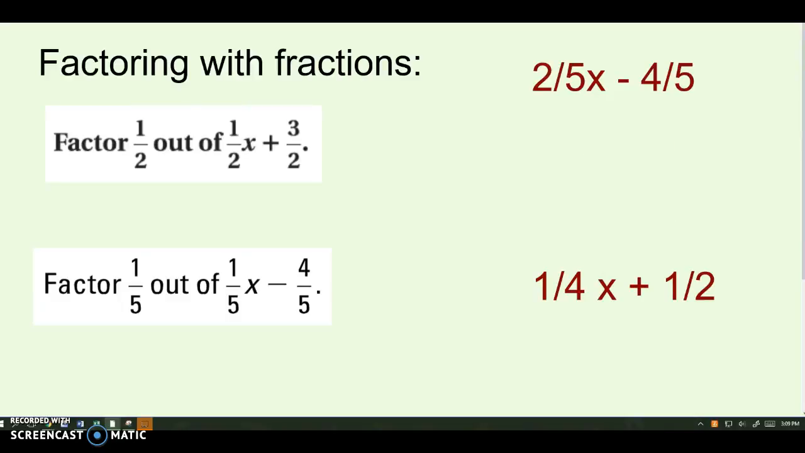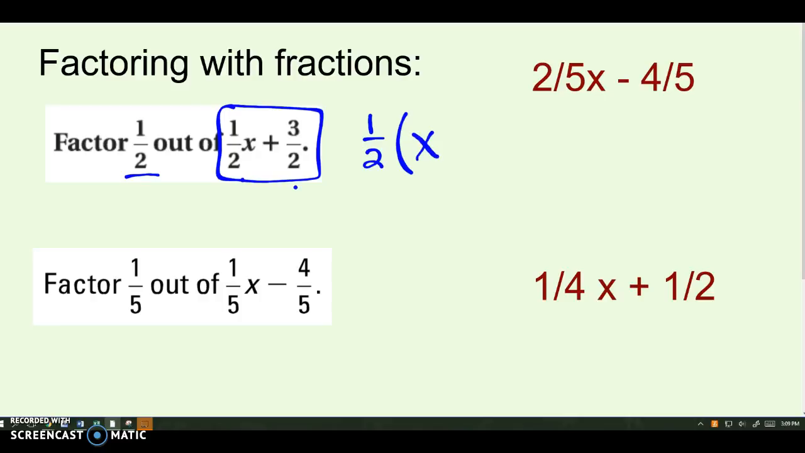Good. Okay, the next examples are factoring with fractions. So you might see questions like these where it says factor out a fraction, factor out 1/2 out of this expression. Well, 1/2 does go into both of those, so I'm going to write the 1/2 as my greatest common factor out front. When I do 1.5x divided by 1/2, I'm left with just the x.